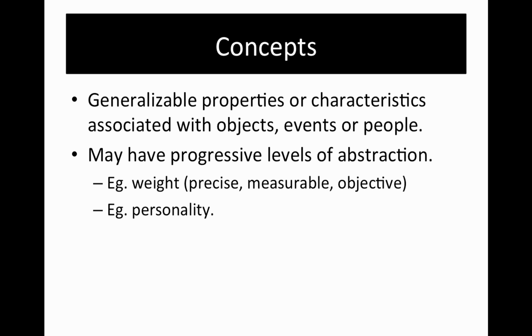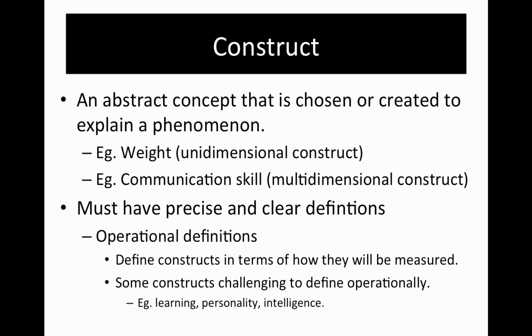A construct is an abstract concept that is more specifically chosen or created to explain a given phenomenon. A construct may be a simple concept, such as a person's weight, or a combination of a set of related concepts, such as a person's communication skill, which may consist of several underlying concepts such as a person's vocabulary, syntax, and spelling. The former instance, weight, is an example of a unidimensional construct, while the latter, communication skill, is an example of a multidimensional construct. That is, it consists of multiple underlying constructs.